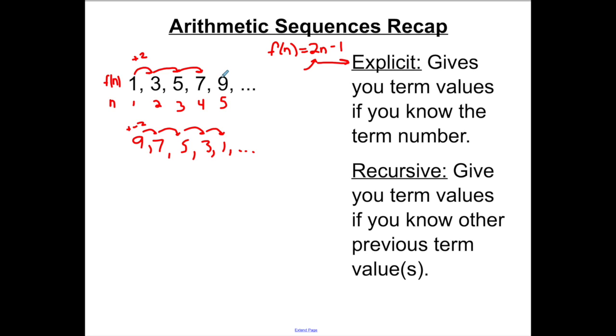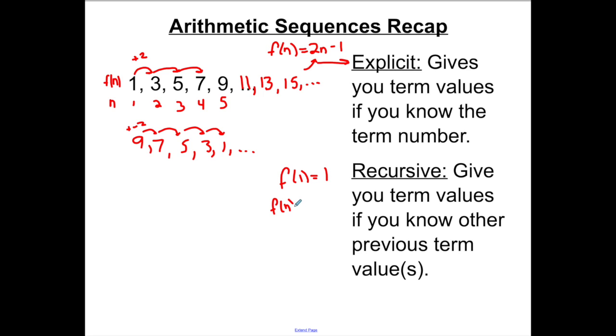And so by using the rule of just go up by 2, I can get term 6 by going back and adding 2. Then I can get term 7 by going back and adding 2. Then I get the next one by adding 2. So this is using the idea of a recursive rule. And with a recursive rule, you need to do two things. You need to tell me the first number. So in this case, it's 1.